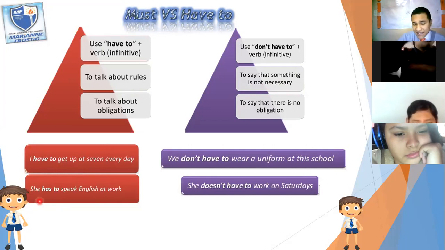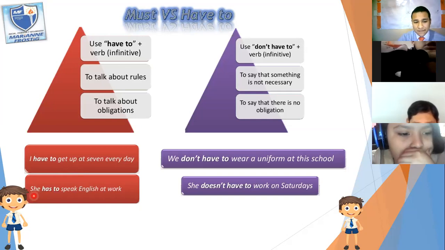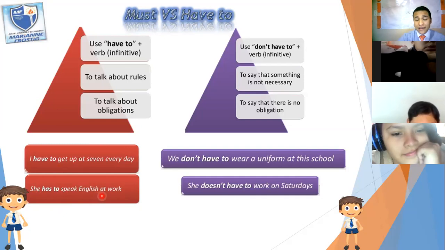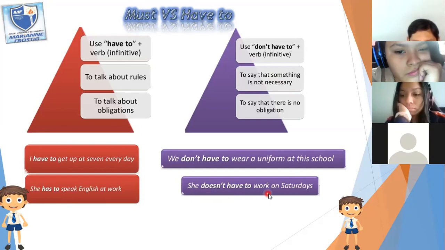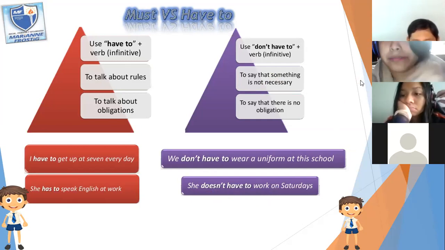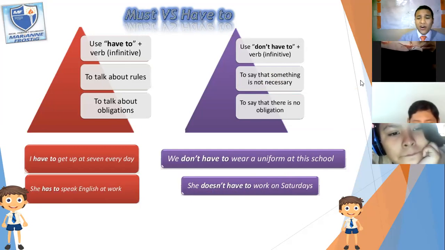Okay, for example, Ana Elis, please help me to read this example. She has to speak in English at work. Thank you. She has to speak English at work or in class. Here, in English classes it is a rule to speak English, no Spanish, no Japanese, no Portuguese, it is a rule to speak English. Okay, so we use have to for rules. And don't have to mentions that it is not necessary. For example, Iris, please help me to read this example. She doesn't have to work on Saturday. Very good. She doesn't have to work on Saturday, okay? It's not necessary to work on Saturday.